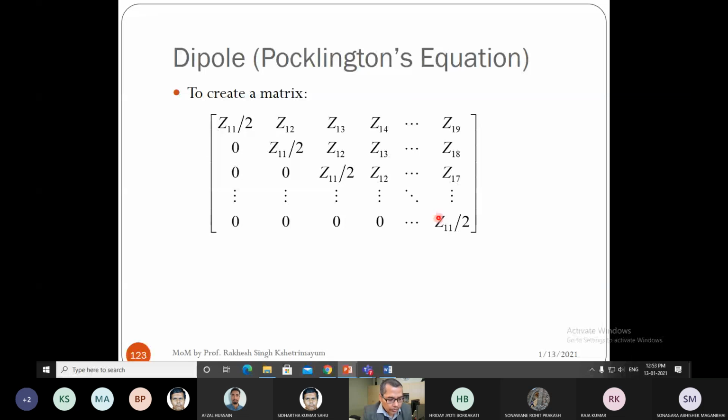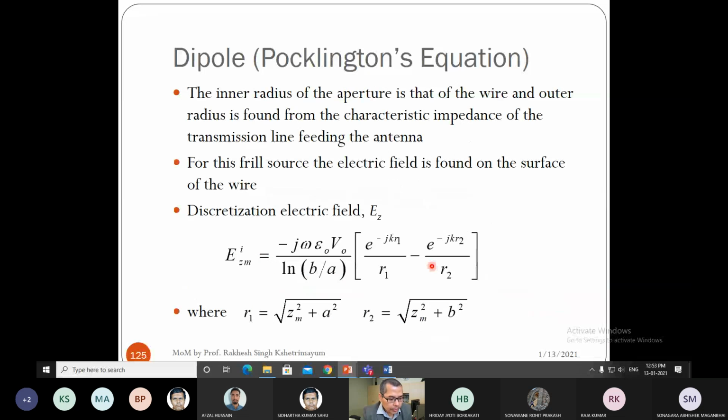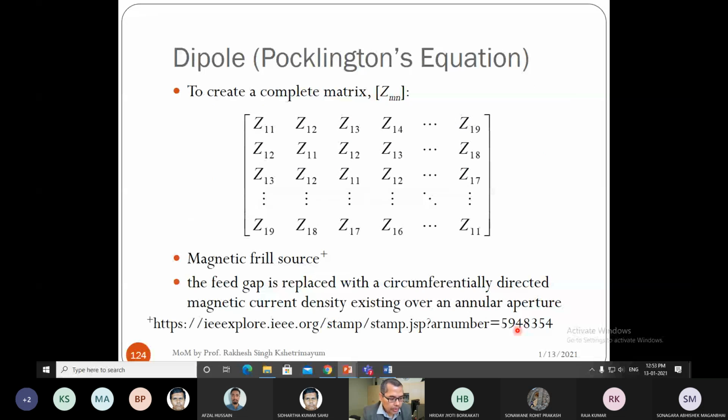So what is this magnetic field source excitation? Here, your feed gap is replaced by a circumferentially directed magnetic current density. So along the circumference of the cylindrical dipole, you assume that there is a magnetic current density flowing. Because of that, you can find out the electric field. That's how you find it. If you are interested, you can explore this. I have given a link here. You can read this paper. It has given a very good description of this magnetic field source excitation.